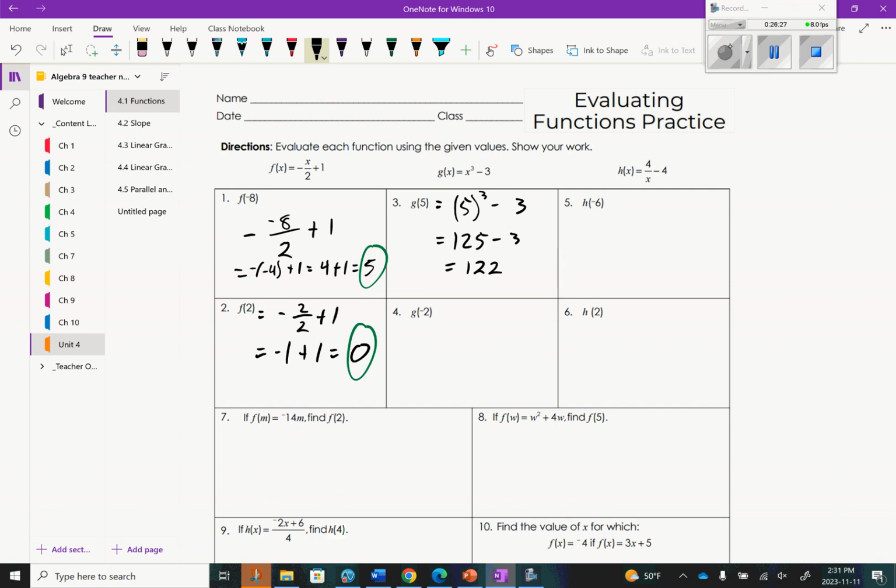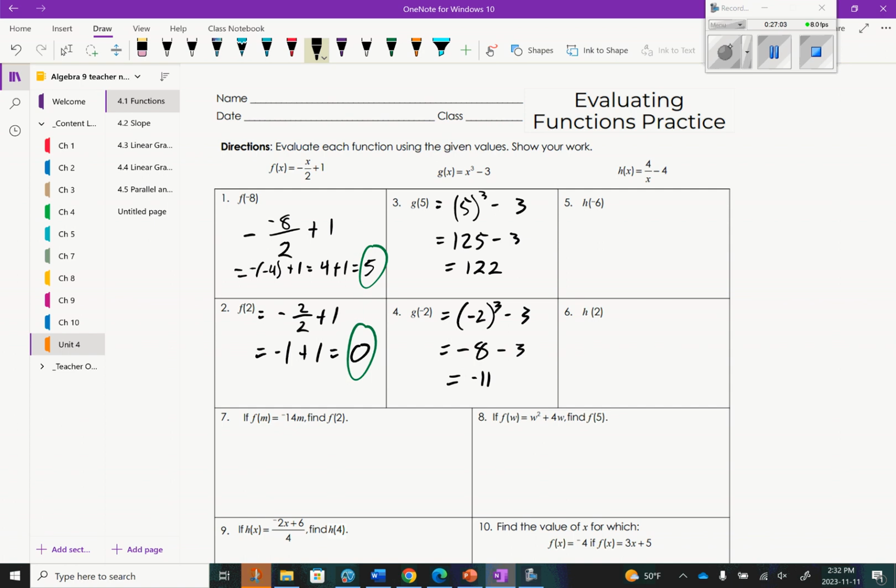G of negative 2 means we're going to take negative 2 cubed and then subtract 3. Again, cubing a number, raising it to the third power means multiplying it by itself 3 times. Negative 2 times negative 2 times negative 2, that's an odd number of negatives. 2 times 2 is 4, times 2 is 8. So negative 2 to the third is negative 8. And then subtract 3 from that. That gives us negative 11.